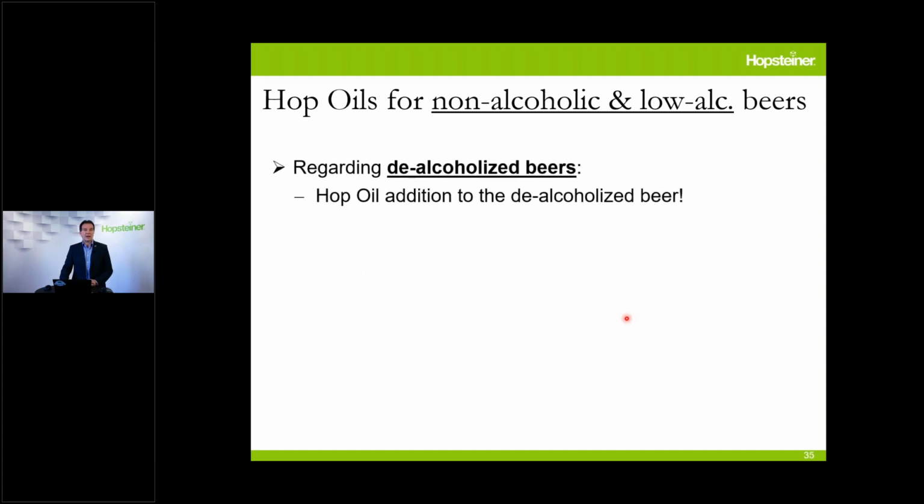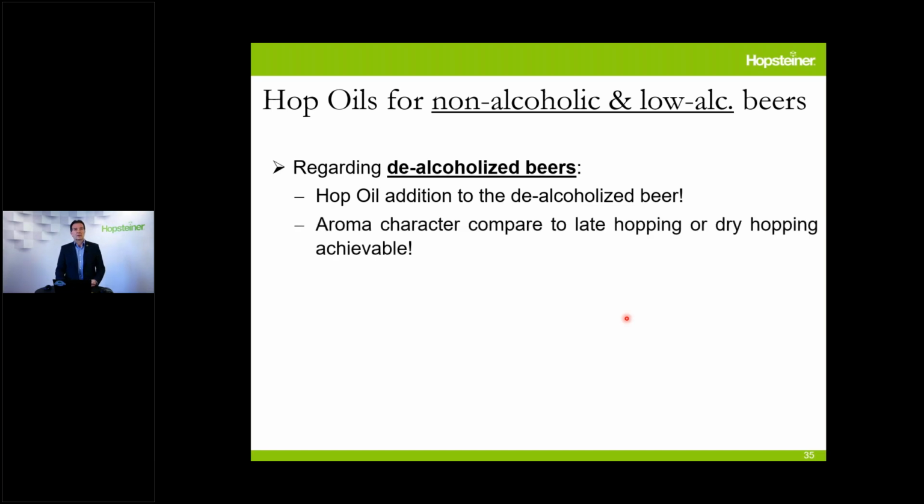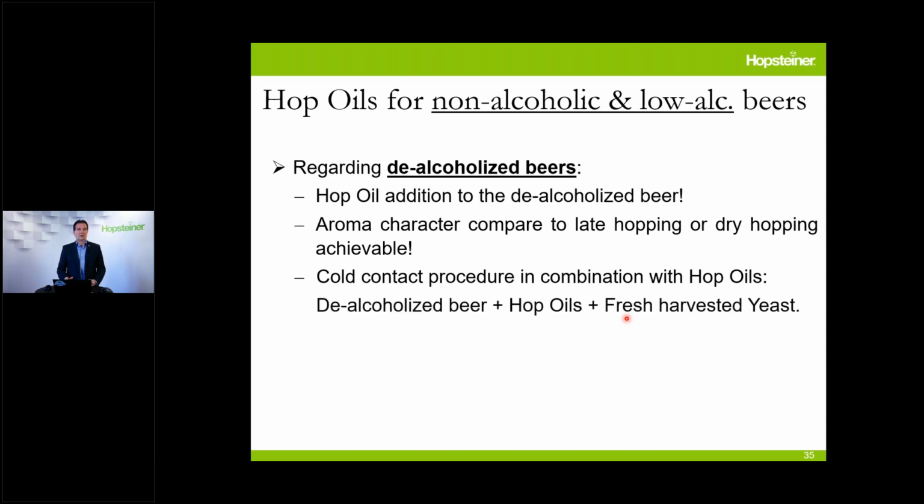Going now to dealcoholized beer, where we can also use the same categories of hop oils as I mentioned before, with the same attributes, with the same approach at the end for late hopping or for dry hopping. And what I always mention here is also a cold contact procedure, because that helps. I tested it. This time we do not use a hop product like pellets. Here we use the hop oils together with the dealcoholized beer and the freshly harvested yeast.